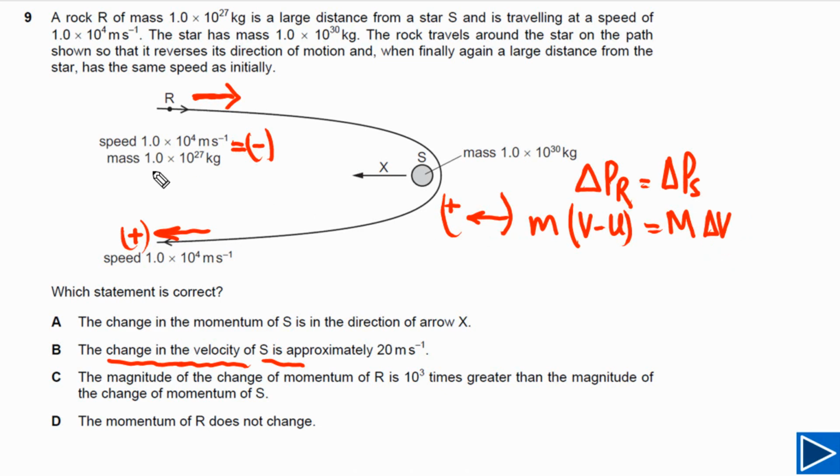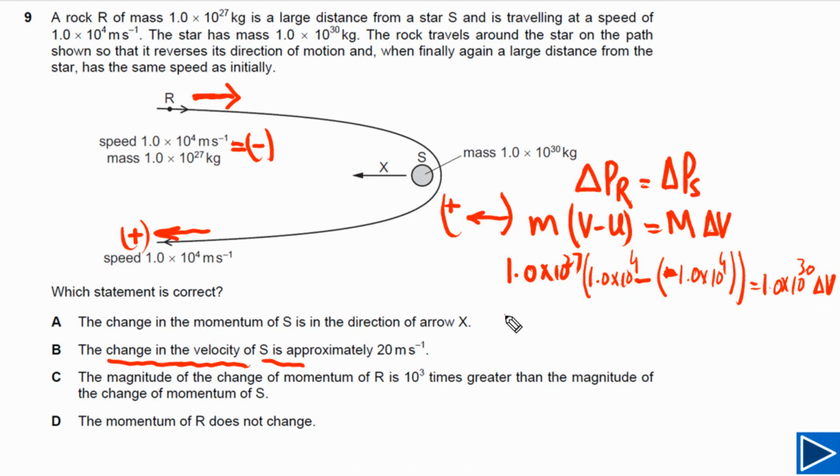Now in this case the mass of the rock is given, so we can just plug in values. Mass of the rock is 1.0 times 10 to the 27 kg, and V in this case is plus 1.0 times 10 to the 4. As the initial velocity is negative, because we took left as positive, we plug in minus 1.0 times 10 to the 4. And here we have the mass of the star, 1.0 times 10 to the 30, multiplied by delta V.